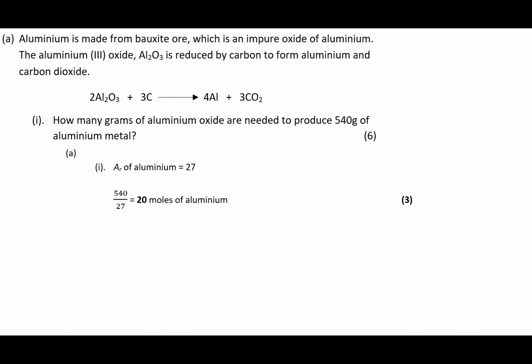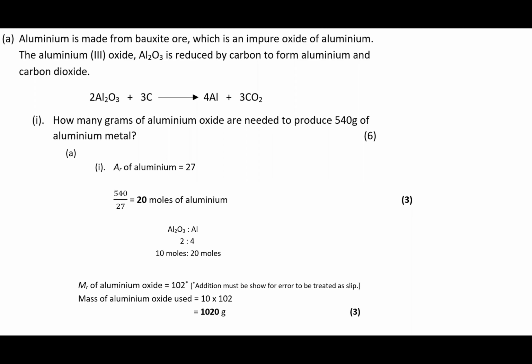So the relative atomic mass of aluminium is 27. So 540 divided by 27 gives us 20 moles of aluminium. So 3 marks for getting that far. We then look at our ratio of aluminium oxide to aluminium. It's 2:4. So that means we divide our 20 by 2 to get us 10 moles of aluminium oxide.